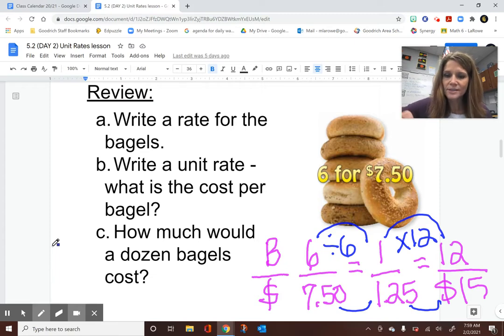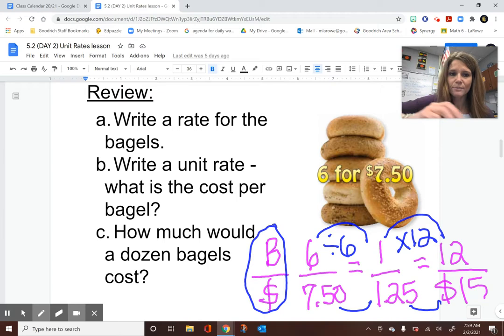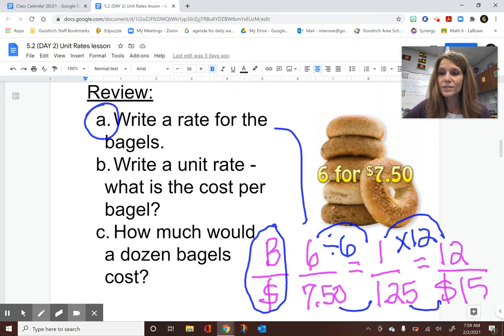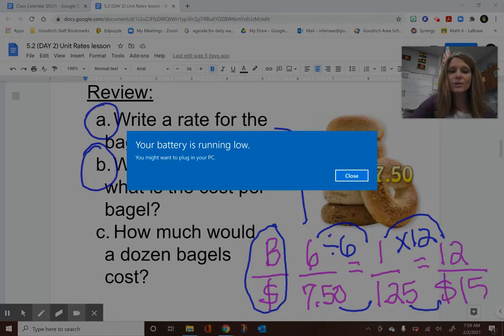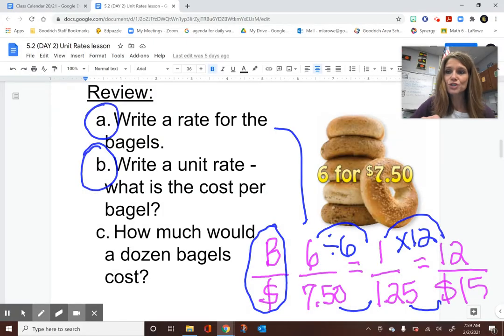So you can see that I set it up as a bagel to money rate. That would be my first idea here. So the original information is 6 bagels for $7.50. You could write it in reverse with the money on top and the bagels on the bottom. We're just using this information to answer a question for a situation. The second thing that I needed to do was to write a unit rate. And remember that uni means how much for just one.